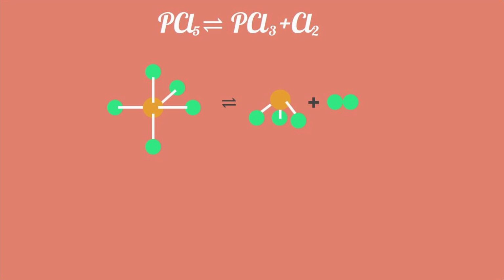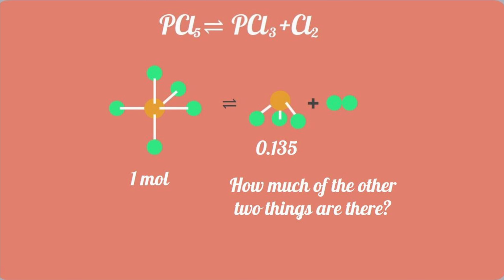Here we have phosphorus pentachloride. I believe that's what it's called. And it's having equilibrium with phosphorus trichloride and chlorine gas. Now let's say we have 1 mole of phosphorus pentachloride and 0.13 moles of phosphorus trichloride. So how much of the other two things are there?